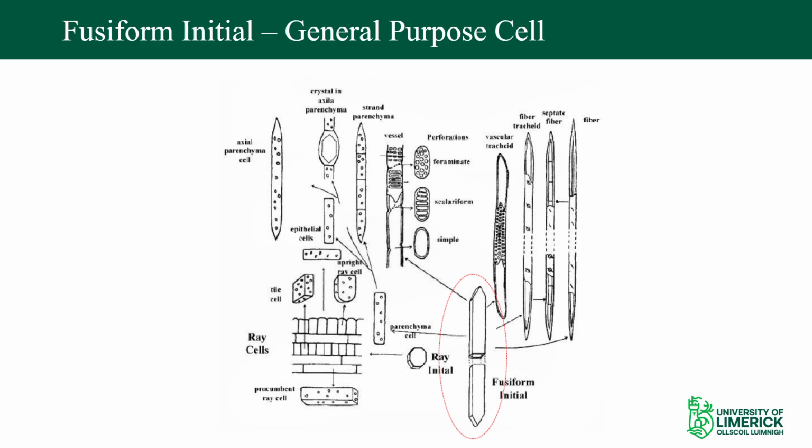Fusiform initial, general purpose of cells. Fusiforms are interesting. If we're talking about general cell structure, we've had a look at tracheids before. We've talked about how tracheids originate and then develop into vascular cells and structural cells. And what we're looking at here is our fusiform cell.